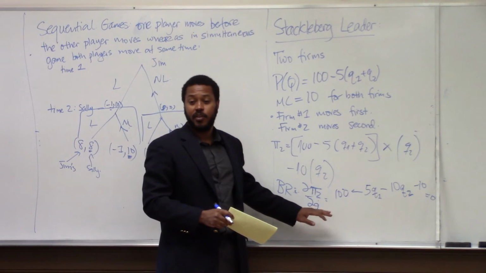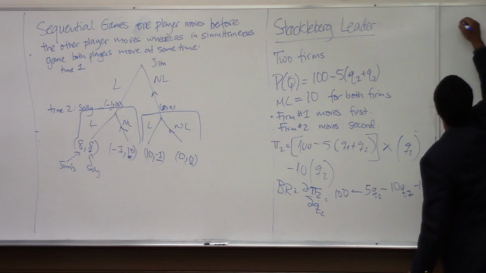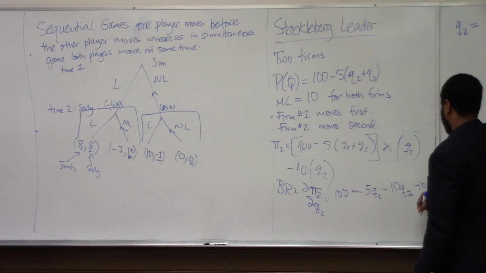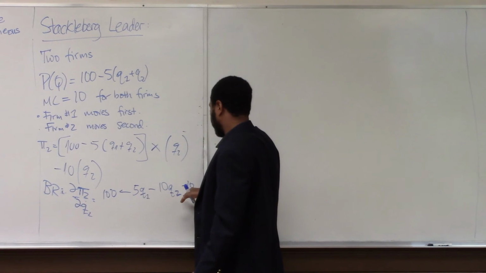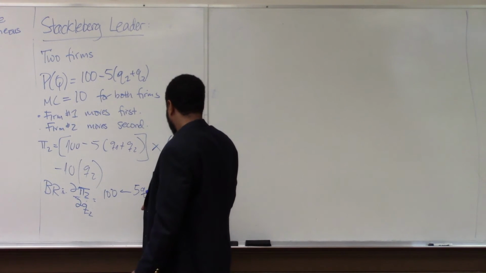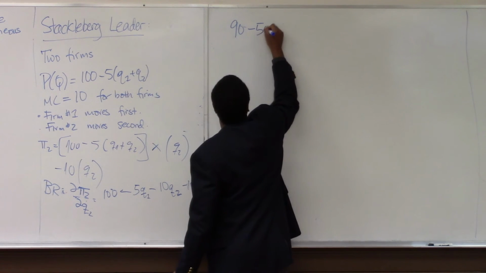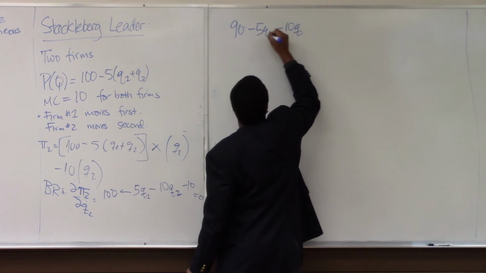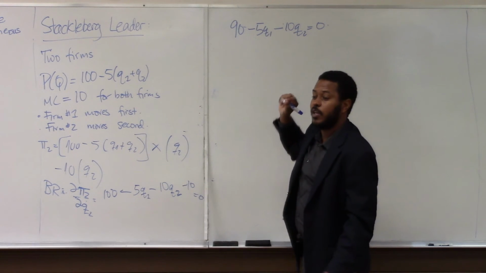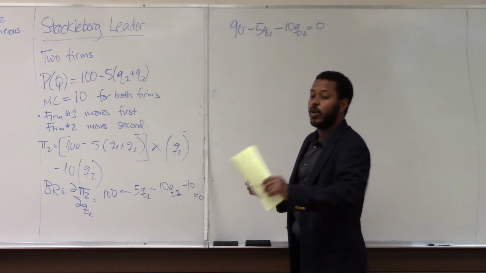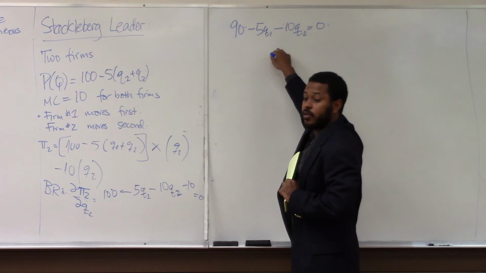This is exactly what we had from the previous class. Now, to get the best response, we want Q2 as a function of Q1. So let me write this out more simply. 100 minus 10 gives us 90, so we get 90 minus 5 Q1 minus 10 Q2 is equal to 0, right? And the best response of firm 2 is, given a quantity that firm 1 produces, what's the optimal quantity for firm 2 to produce? So we need to solve this equation for Q2 as a function of Q1, right?